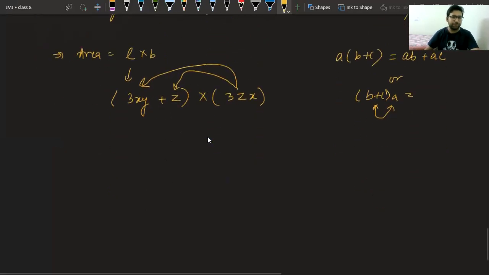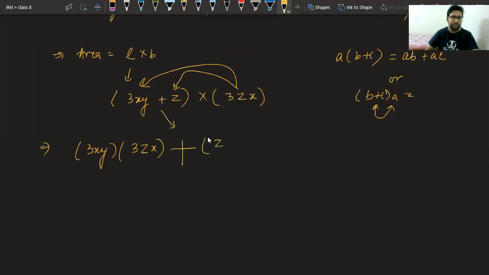So let's see. We can have 3xy into 3zx, plus sign, this one. Then we have z into 3zx. Till now, any confusion, you can ask me. Class, if till now you have any confusion, you can ask me. I will repeat for you. Please ask. Is there any confusion in this method? No, because it is simply the distributive property where we are distributing the monomial over the binomial.